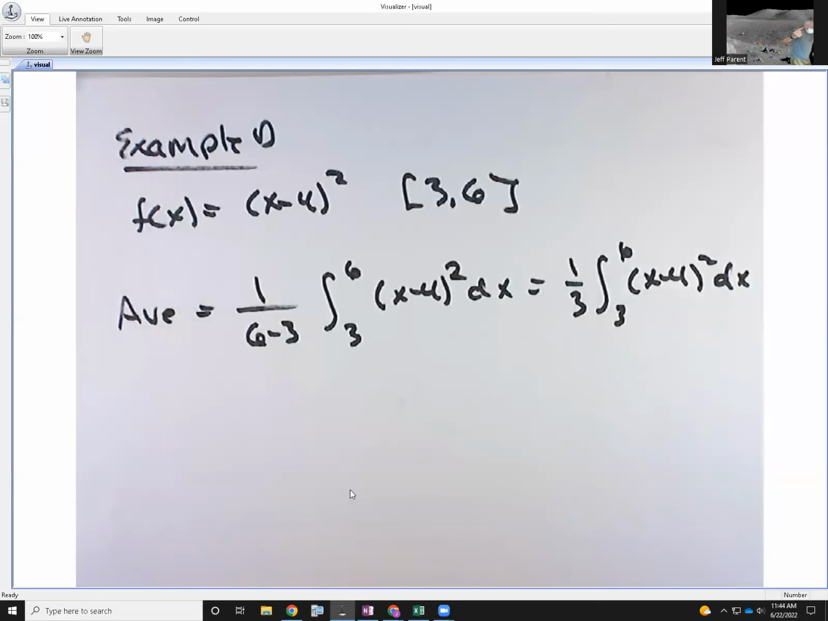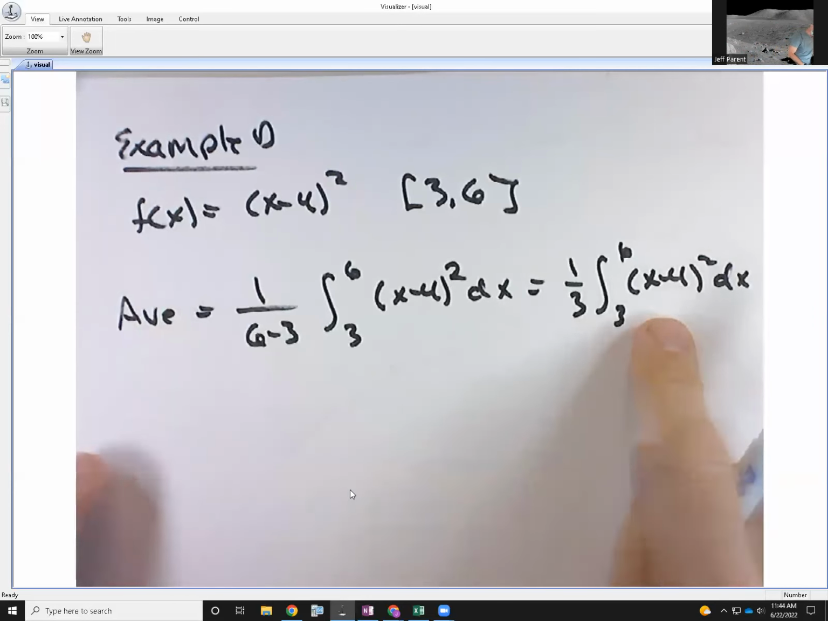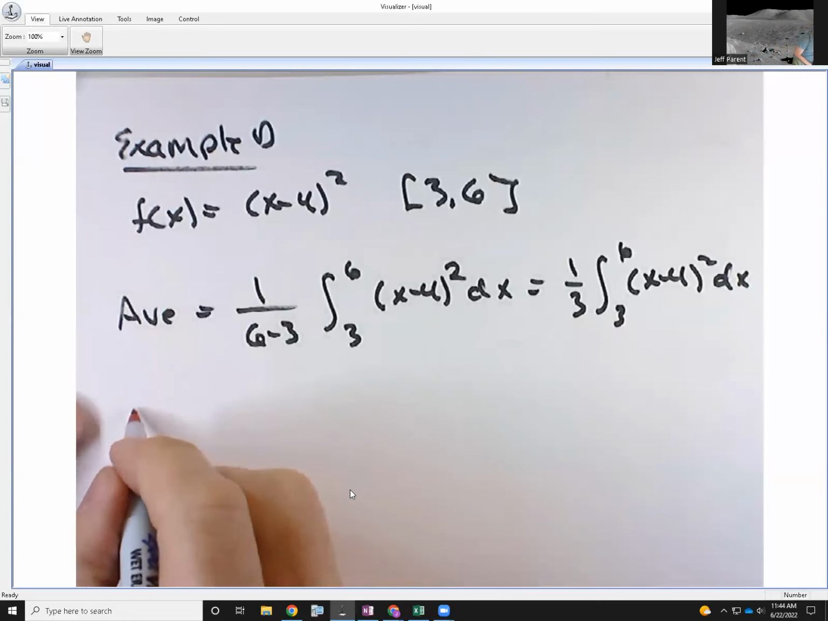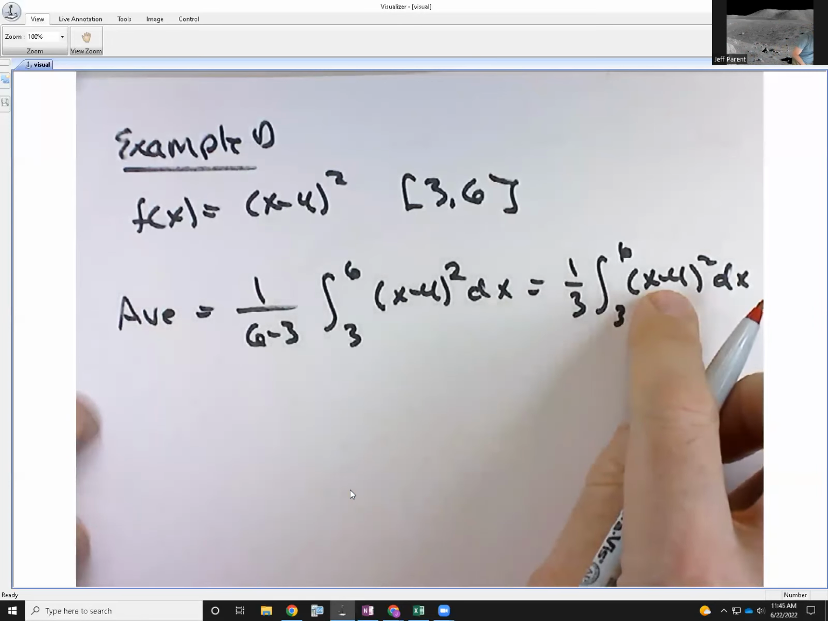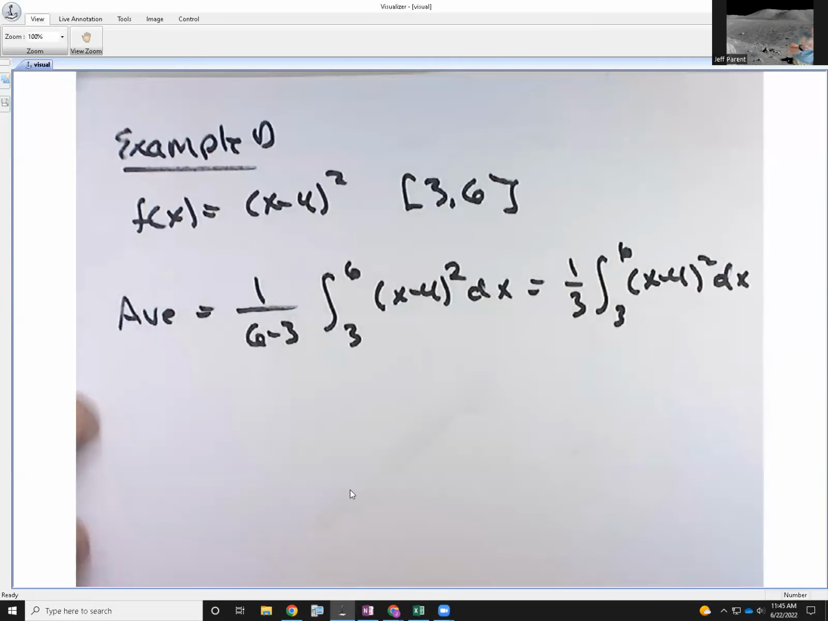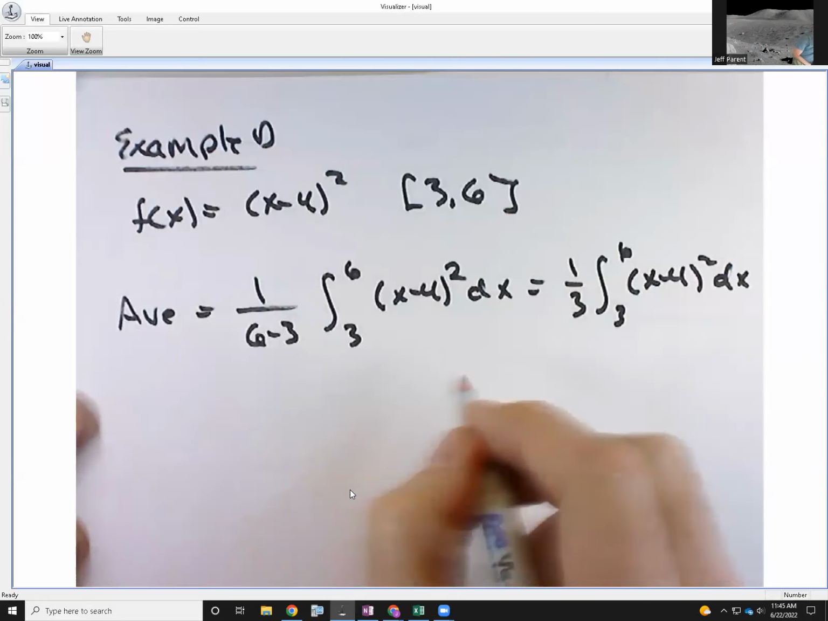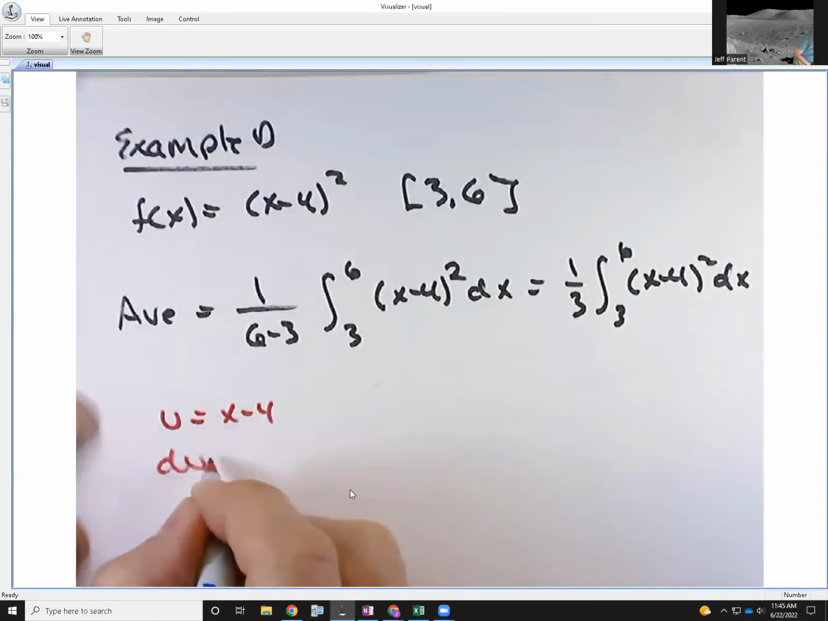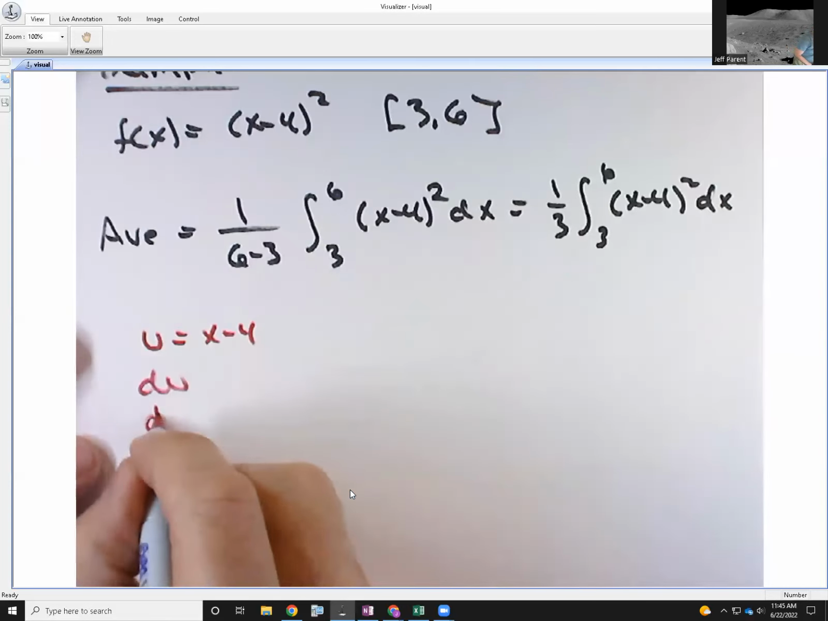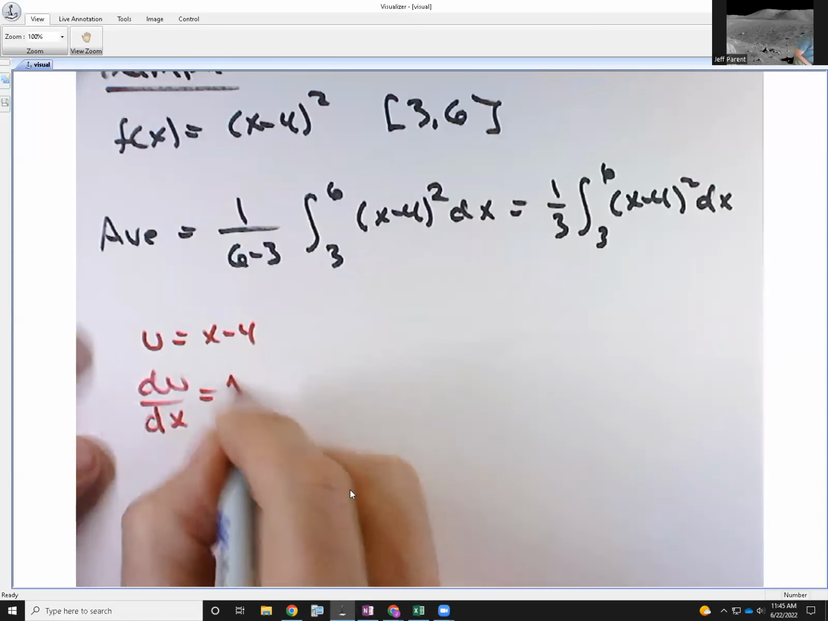Neither of them is that bad, but I want to talk about u-substitutions for just a minute, and then maybe we'll go back to example B, and I'll point out something there. So if I made a u-substitution, I'd probably want to make this so that I could just find the antiderivative real quickly, which would mean u equals x minus 4, du by dx would equal 1.